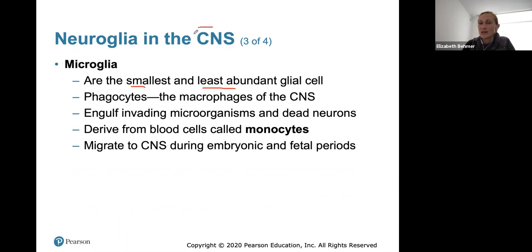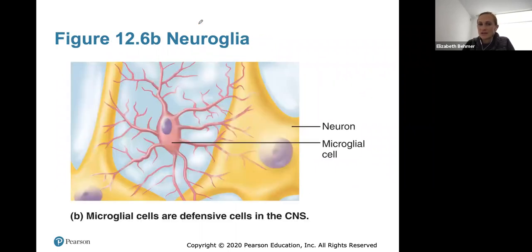And again, we're only talking about neuroglia in the central nervous system. So astrocytes were number one, and now we're on microglia. These are like phagocytes. They're the macrophages of your central nervous system. They will engulf invading microorganisms and dead neurons. They're derived from blood cells called monocytes, and they'll migrate to your central nervous system during embryonic and fetal periods. So here we have the microglial cells. They're a type of defensive cell. So they help to engulf and get rid of anything foreign.